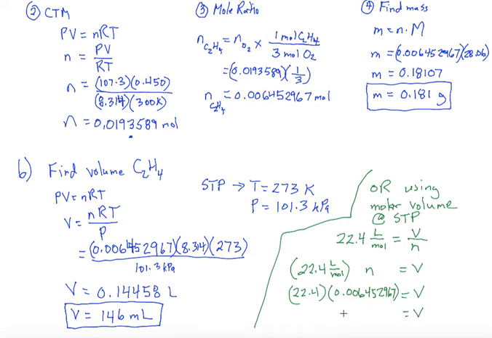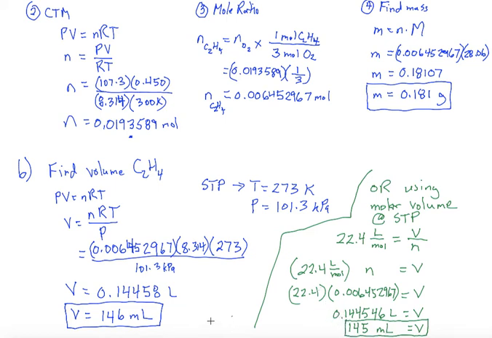And when we punch that into our calculator, you'll get an answer in liters of 0.144546 liters. So again, converting to milliliters, we would get 145 milliliters. And that would be how you would solve that problem using molar volume. Okay, and again, it's to 3 significant digits.